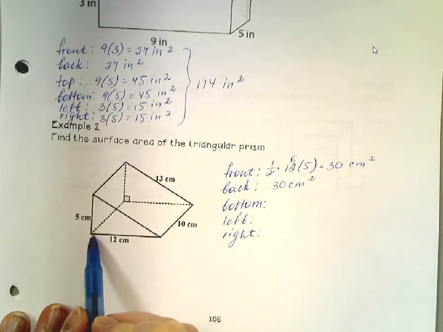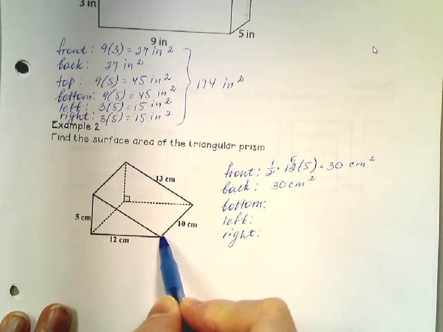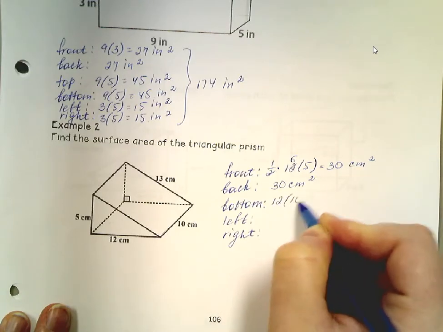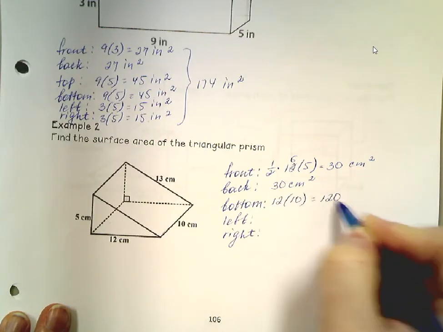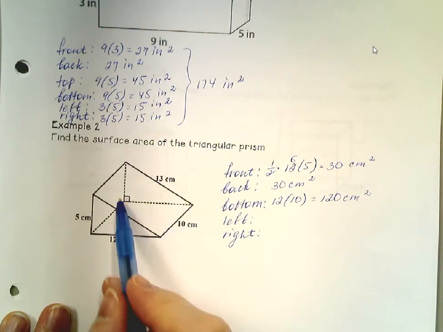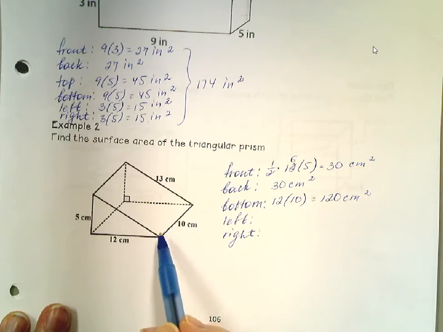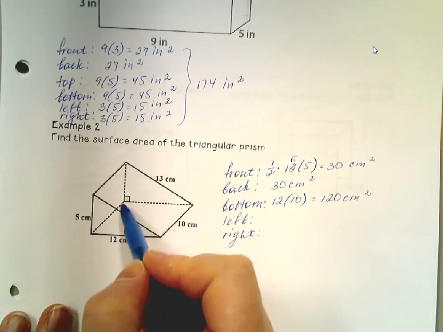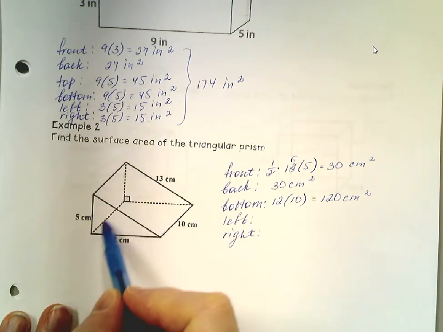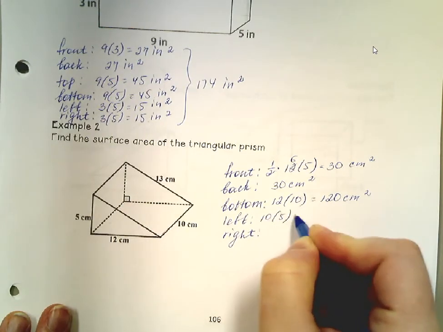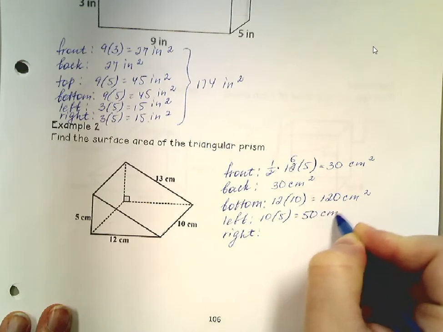Bottom part. Bottom part is 12 by 10, and this is a rectangle. So 12 times 10, and that is 120 centimeters squared. We don't have any other shape face that is exactly the same size. We will have to find areas of all the sides right now, all the faces. Next one we have left. Left is this one. The measurements are 10 by 5. 10 times 5 is 50 centimeters squared.